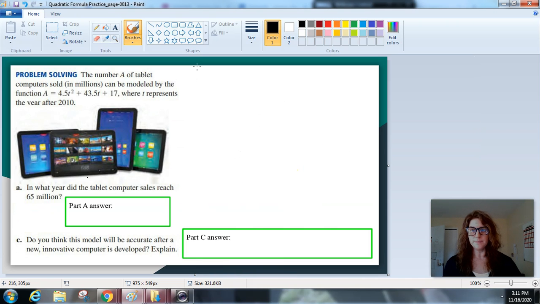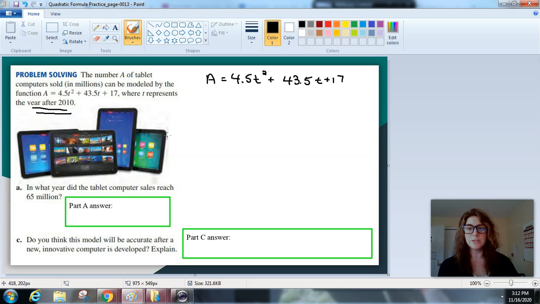The last one has these tablets, tells you how many are sold based off of this given model. And T represents years after 2010. So that's going to be important once I find my answer. So let's start with writing this out. We're only looking at part A and part C.